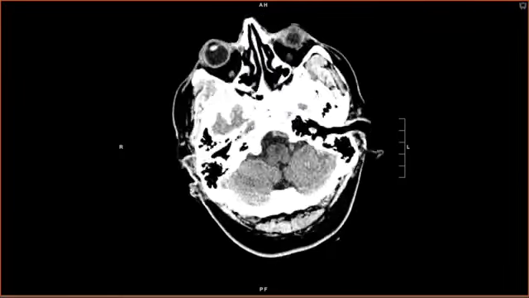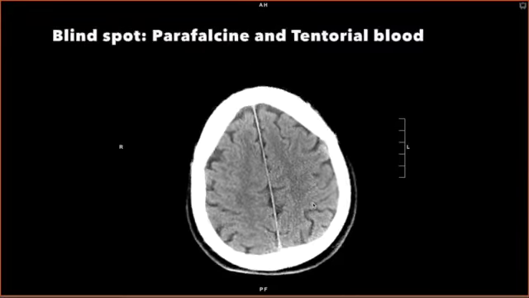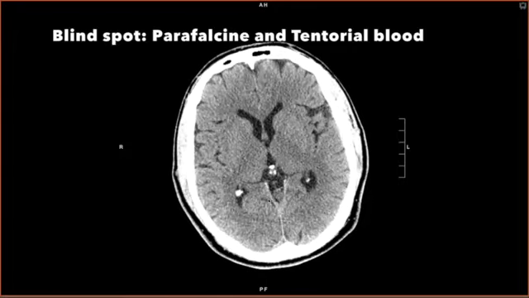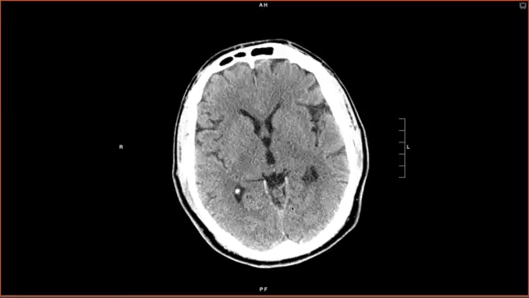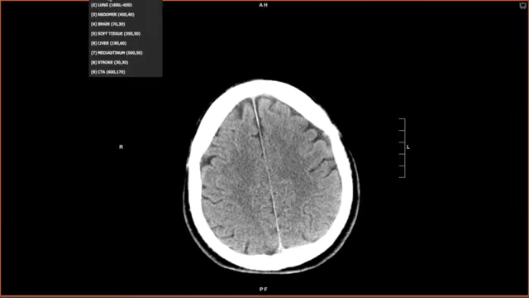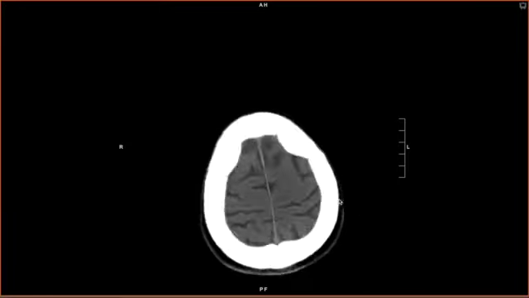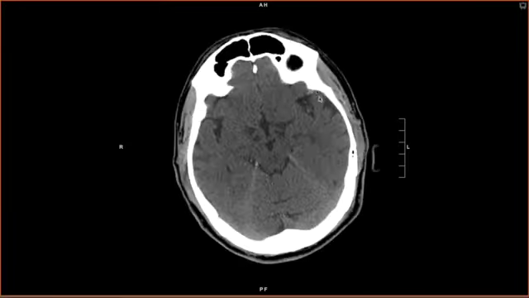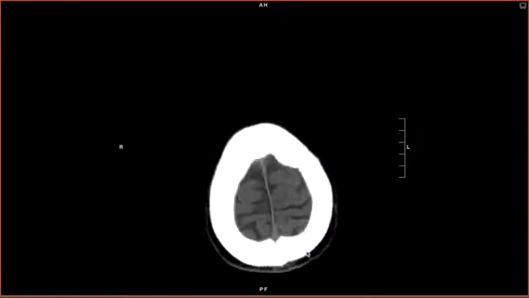Then we're going to look for extraaxial blood. You can do it on brain window first. A blind spot for extraaxial blood is also along the falx and along the tentorium here. So always look at the tentorium and the falx for extraaxial blood as well. Always have to remember to look at the blood window. So here we look anteriorly first and we don't see anything. Posteriorly next, we don't see anything.